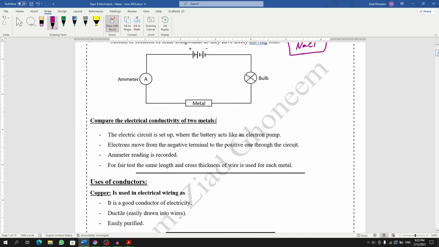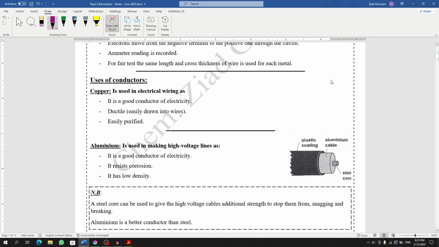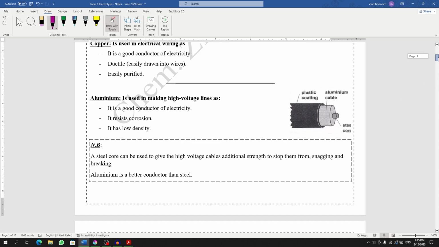Okay, now the uses of conductors. We have two examples. We have copper and aluminium. Copper is used in electrical wiring because it's a good conductor of electricity. Of course, it's ductile, so it can be shaped into wires, and it's easily purified. It's easier to separate from its impurities than other metals like iron, for example. That's why we use copper instead of iron in making electrical wires.